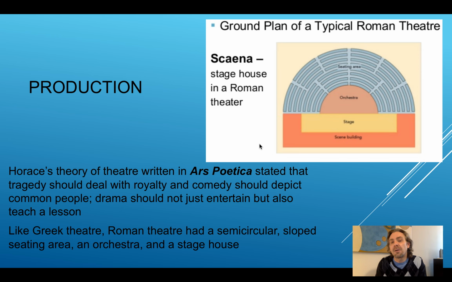Like Greek theater, Roman theater had the semicircular sloped seating area, the orchestra, and the stage house. Okay, so Horace, in writing Ars Poetica, is Roman. Tragedy is about royalty, comedy is about common people, and drama itself needs to entertain and teach a lesson.